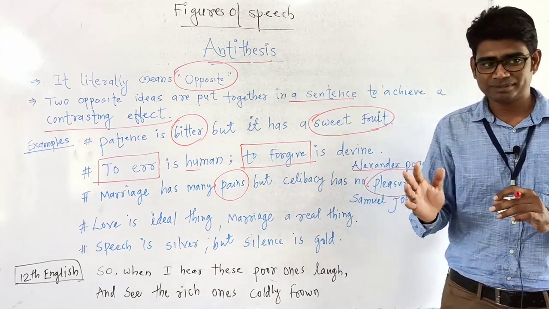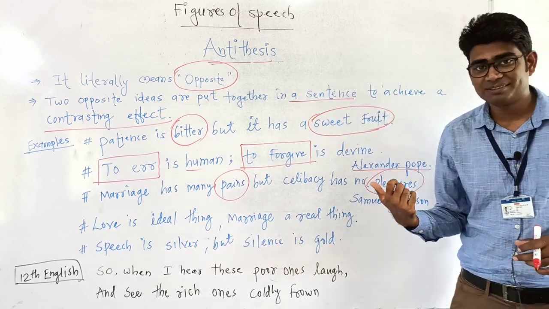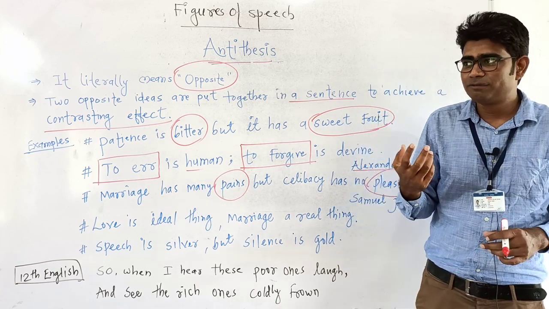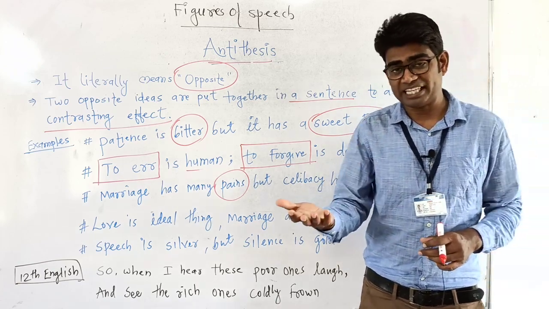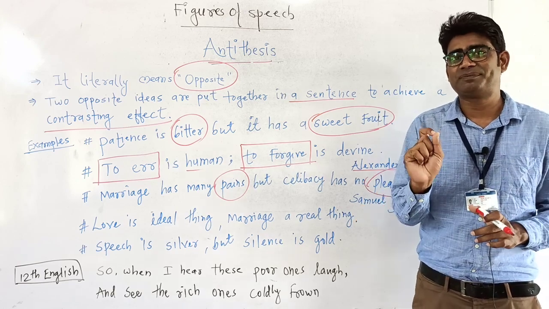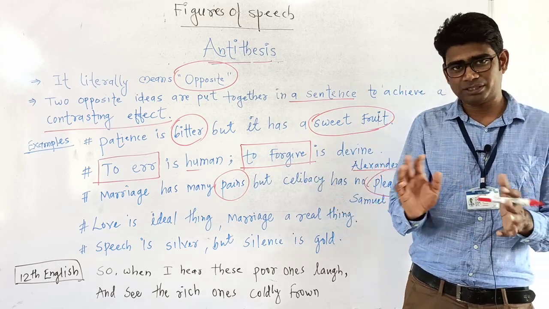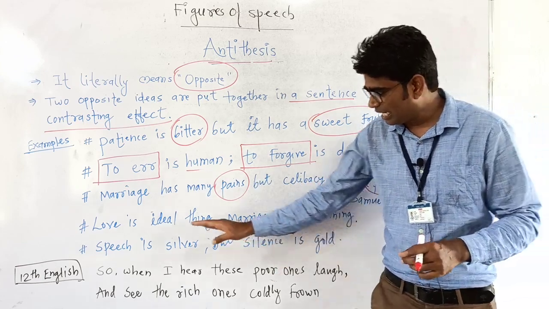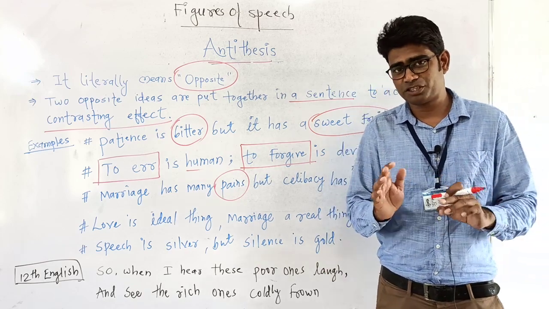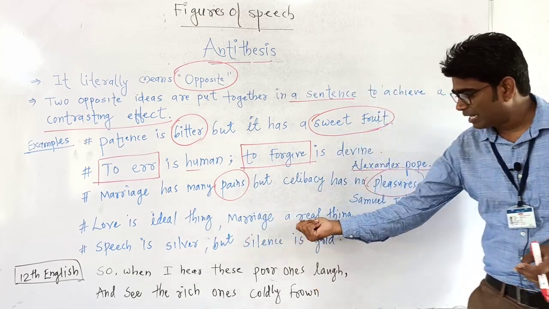Love is an ideal thing. Then marriage is a real thing. You know, what would we consider that love is a phase before marriage? So it's an ideal thing. There are no restrictions actually. Everybody has the freedom to love anybody. There is no restriction of caste, restriction of sect, restriction of anything. So it's an ideal thing, but marriage is a real thing.